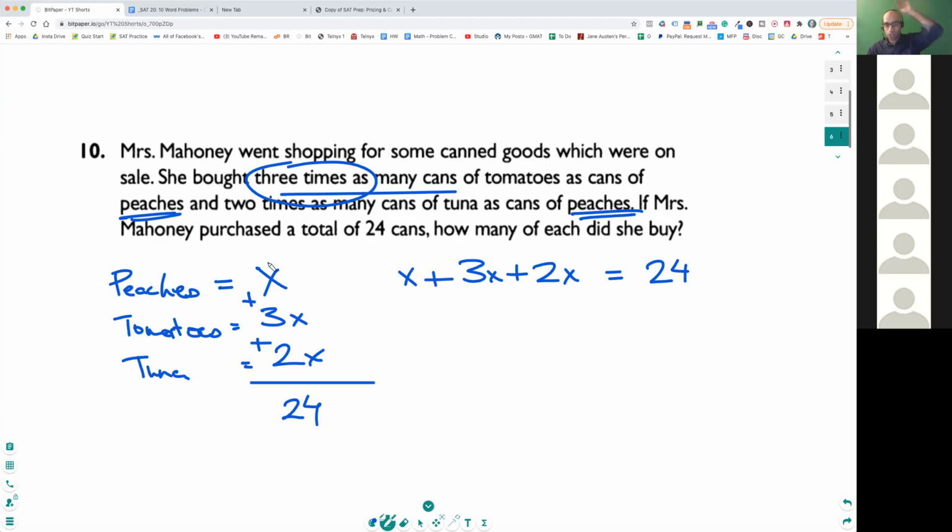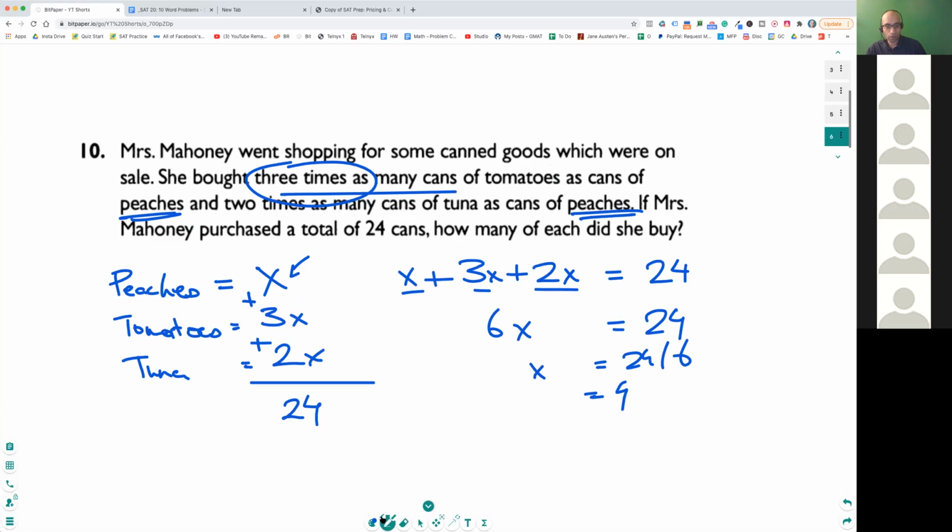That's why you take peaches to be x, tomatoes to be 3x, and tuna to be 2x, right? And then you add them, you get x plus 3x plus 2x, that's 6x. You group them together, add them, is equal to 24. x is equal to 24 over 6, which is equal to 4. And boom, that's 4 here, right?